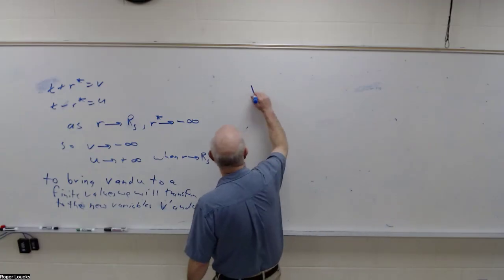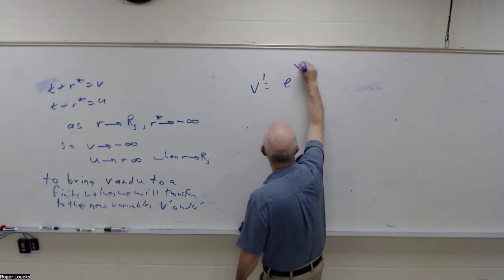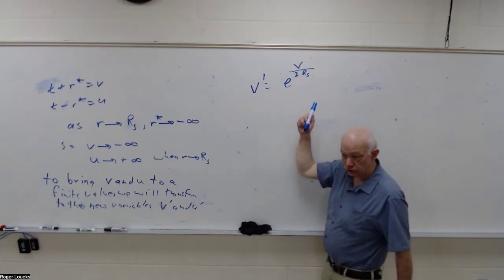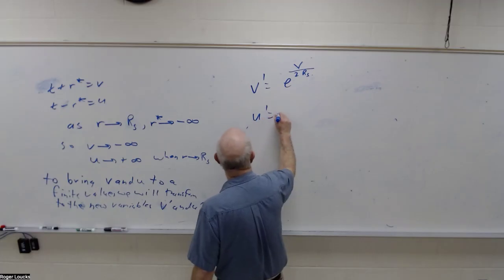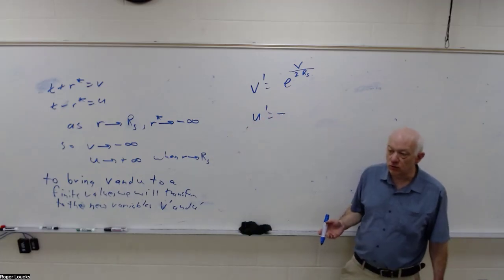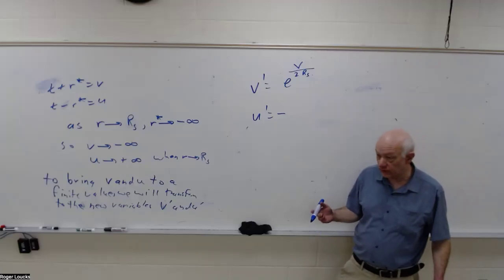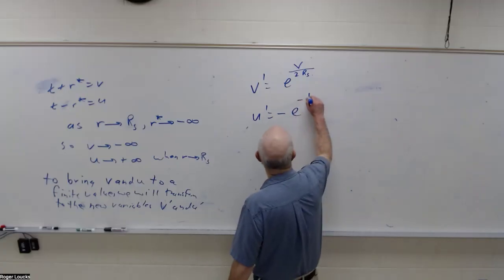So this one here, we're going to say V prime is going to be this E. We're going to take V and divide it by 2 R sub S. This is just to make it dimensionless here. And then U prime is going to equal, we're going to put a minus sign there. I think that minus sign must be by convention. I wouldn't have put it there, but Kruskal or whoever did this first put it there, so it's stuck.